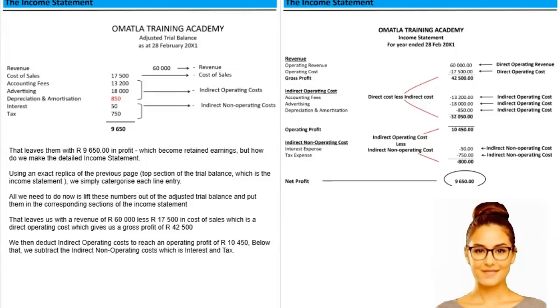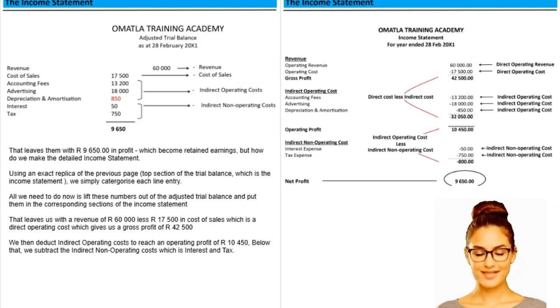Onwards and forwards, troopers. Let's continue. There is 9,650 rands in profit, which becomes retained earnings, but how do we make the detailed income statement? See the illustration and find these figures. We start off by using an exact replica of the opposite page, or the top section of the trial balance, which usually is the income statement. We simply categorize each line entry.